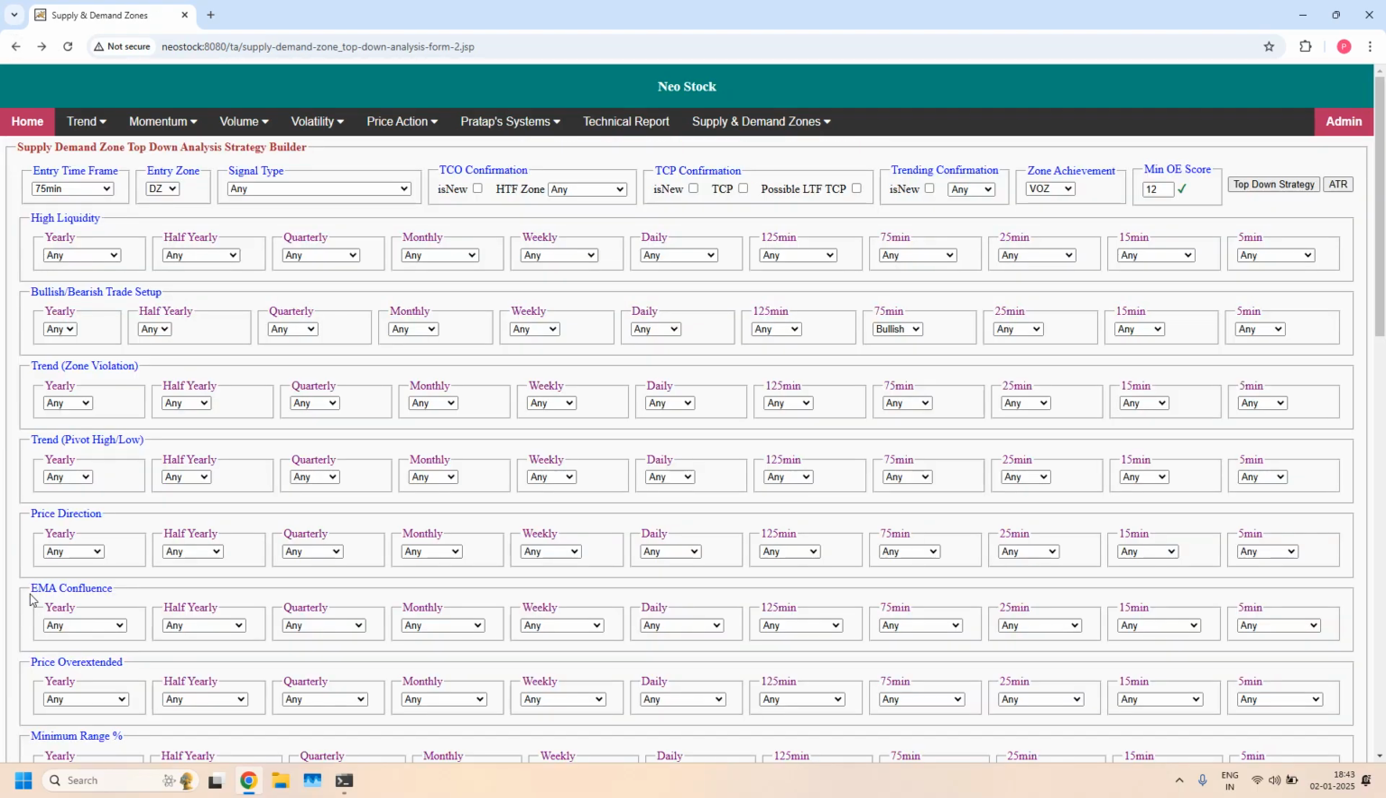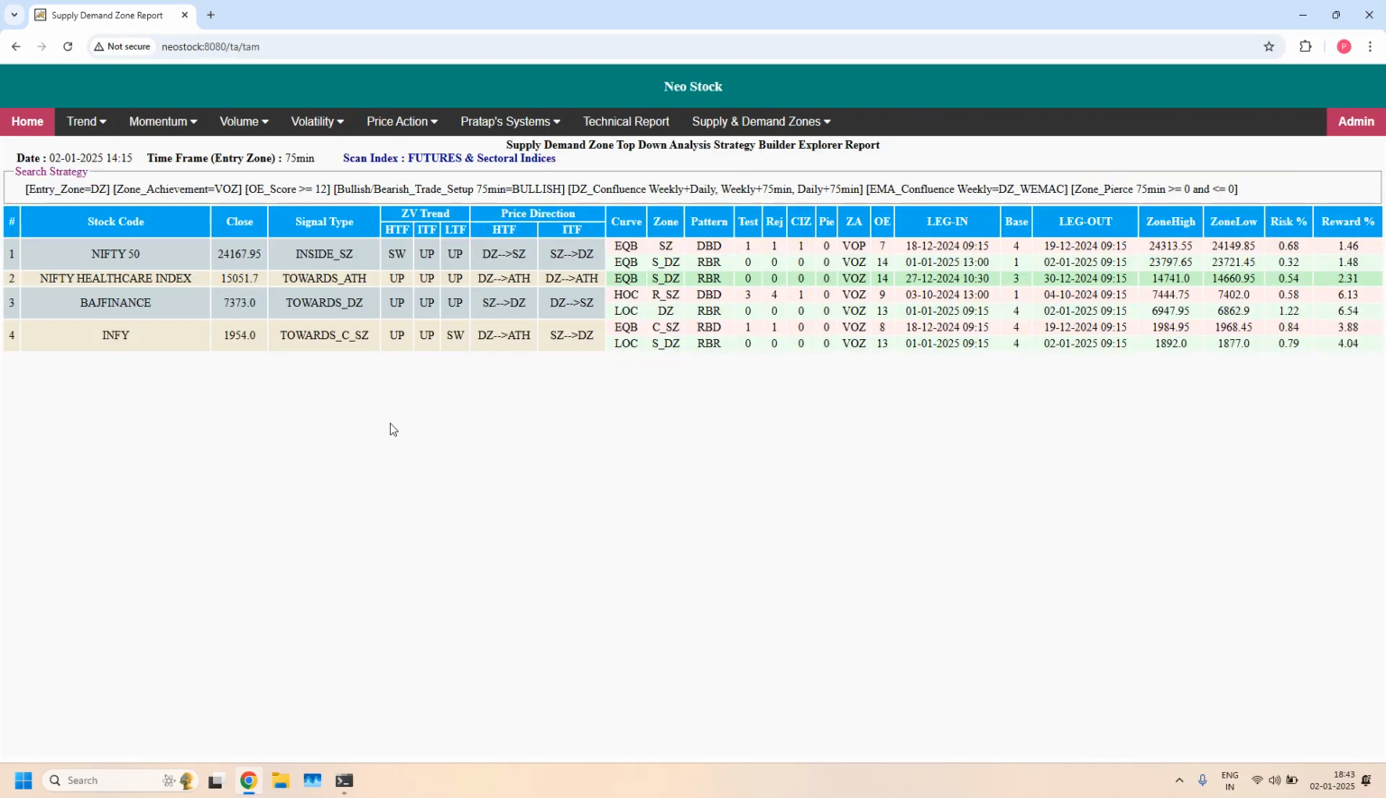So let us verify. In the EMA confluence, at a weekly time frame. Why weekly? Because 75 and daily together are part of the weekly demand zone. So, weekly demand zone having weekly EMA confluence filter is enabled. With this filter, we got 4 stocks.